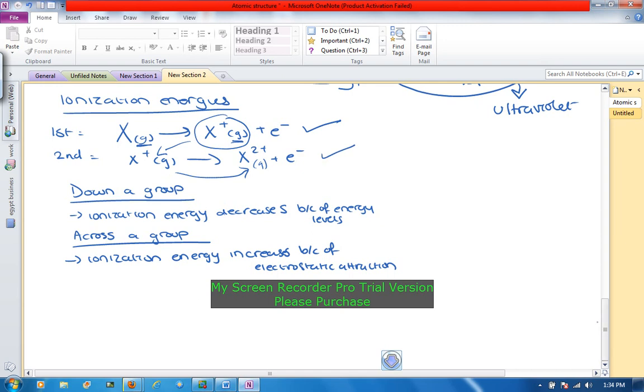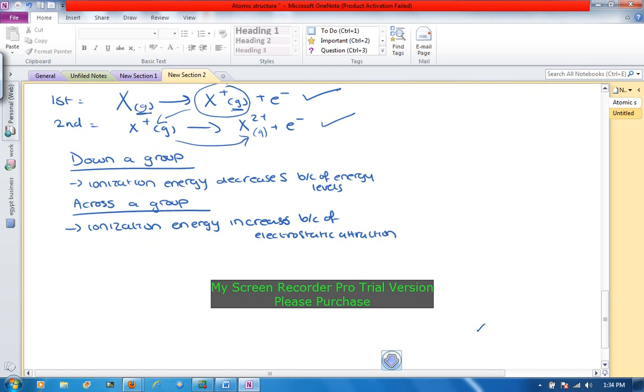Sometimes they'll ask you to give evidence of energy levels. How do we know that there are energy levels in an atom? Basically, what you can say is that as you go down a group, the ionization energy decreases because of the presence of energy levels. Down a group, you'll have more energy levels, and the first ionization energy, to remove the first electron, which is the farthest away, the valence electron. Okay, let me explain this in a better way.